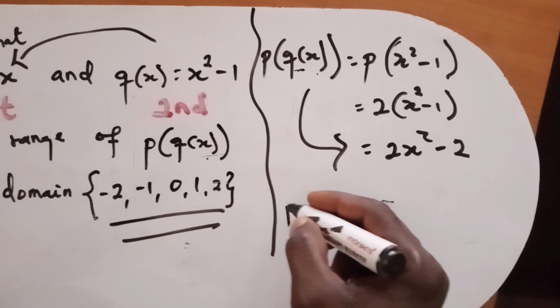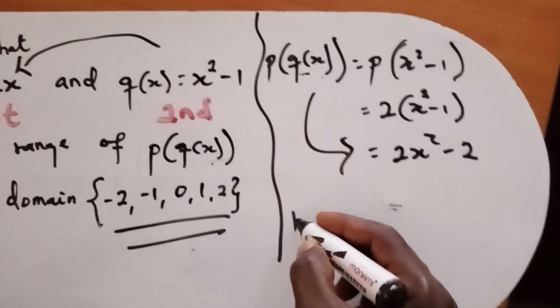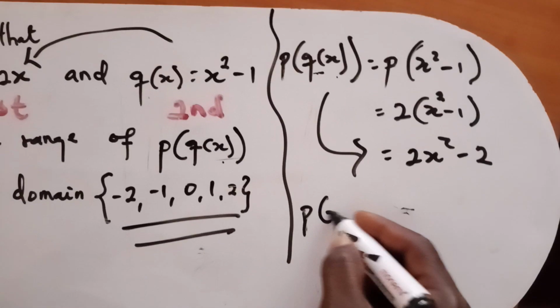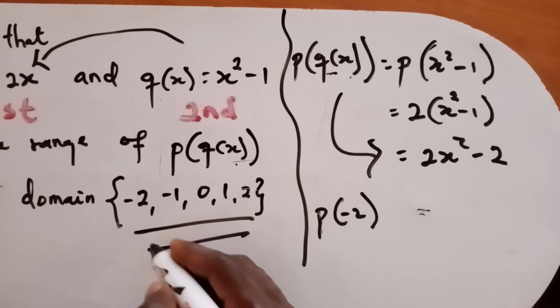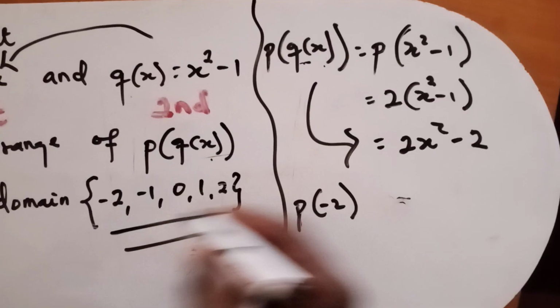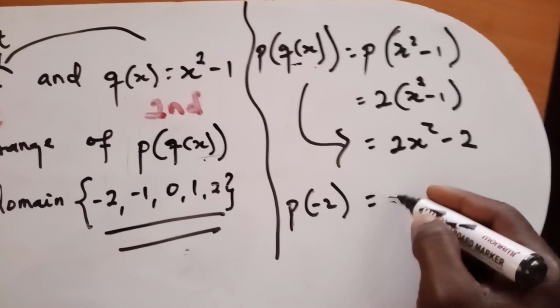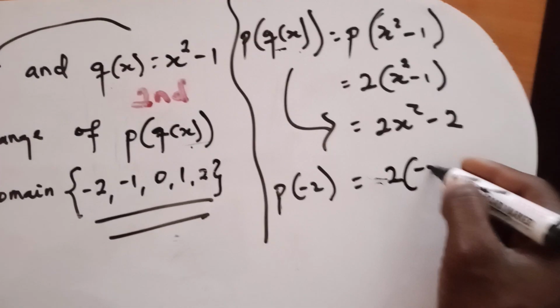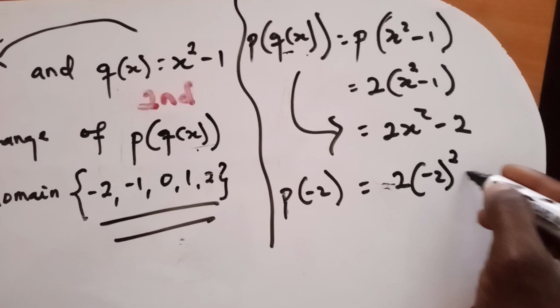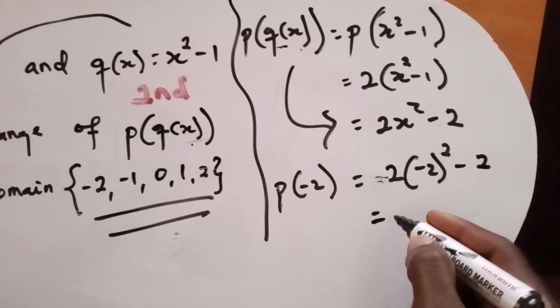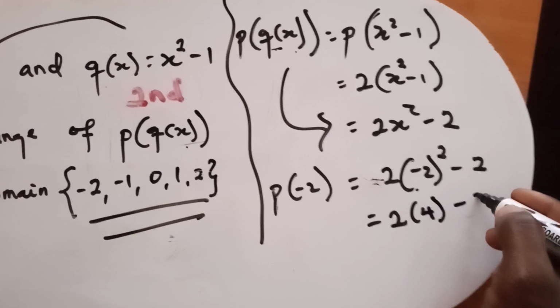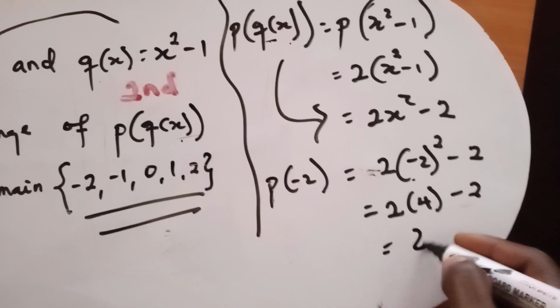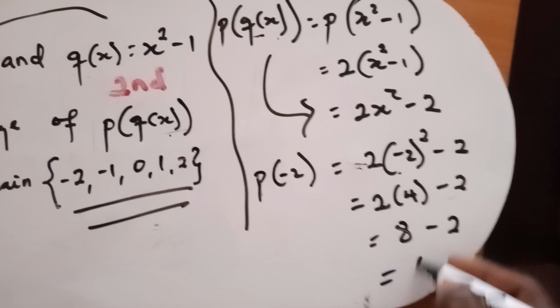So we have P of -2. That's the first person. This person may purchase that item on credit, and that's why you are having a negative there. So that's 2 of the -2 squared, and then minus 2. So this is going to be 2 times 4, which is 8, and then minus 2, and then this is equal to 6.